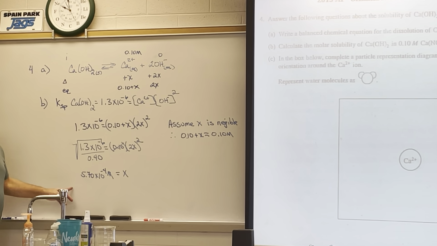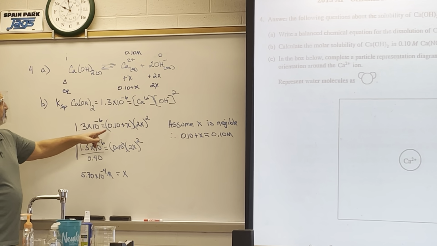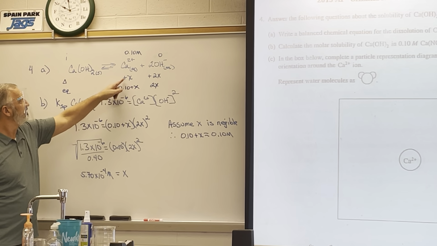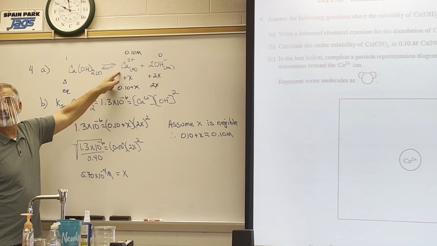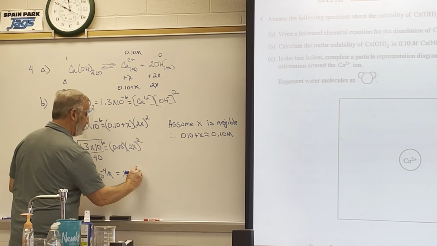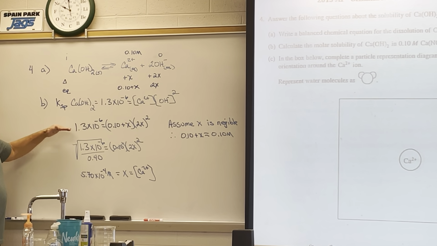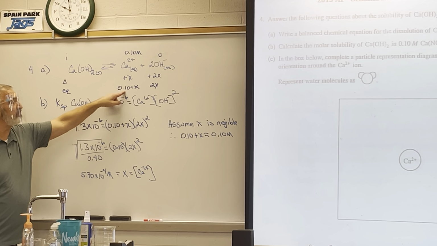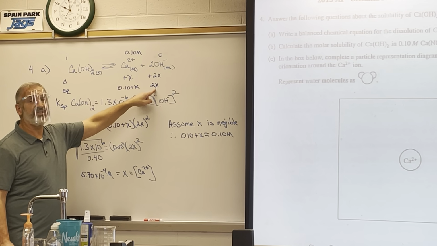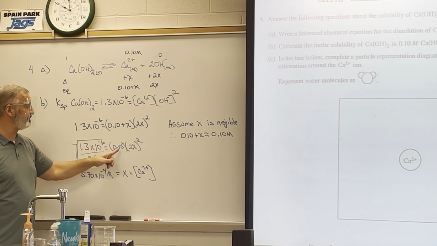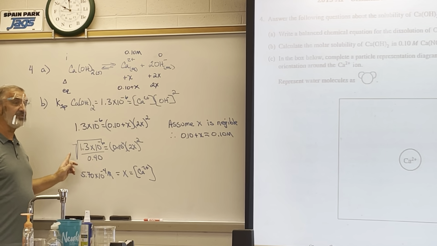Okay, do you guys agree with my number? 5.7 times 10 to the minus 4th? I did it quick. Because we're going to get 0.10 plus x times 2x squared. So x is going to equal the amount of calcium that's in the solution, which is my calcium ion concentration. It's just a common ion, so the calcium is going to be 0.1 plus x. The hydroxide is going to be my 2x. Plug it into my equilibrium expression. This is going to be 4x squared. 4 times 0.1 is 0.4. So I'm dividing by 0.4, taking the square root.